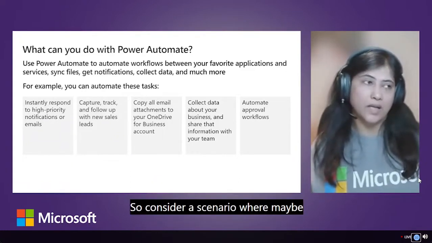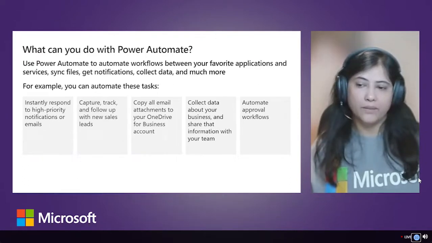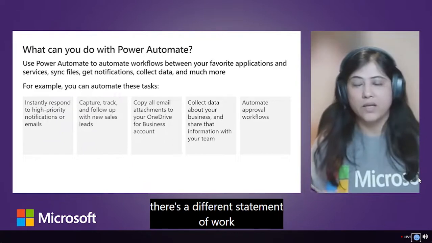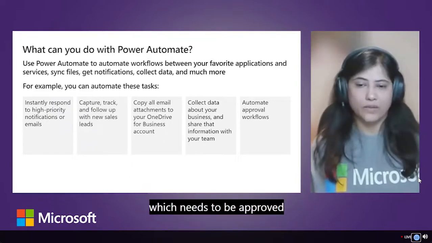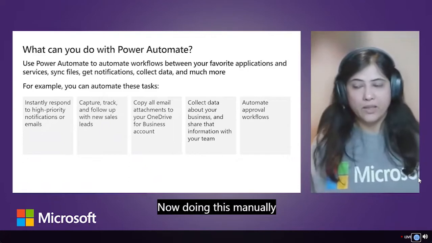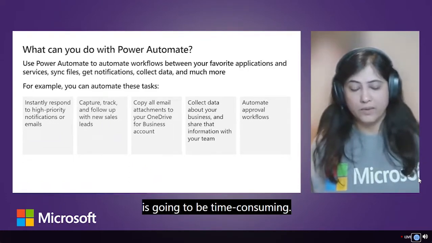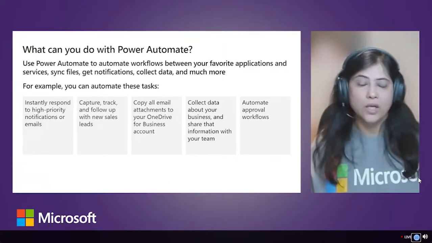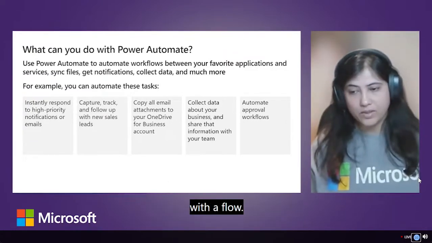So consider a scenario where maybe you're running a big project, and for different streams in the project, there is a different statement of work which needs to be approved by a few people. Now, doing this manually is going to be time consuming. It's going to take time. You have to do follow ups and all those things. So, you could automate this process with the flow.